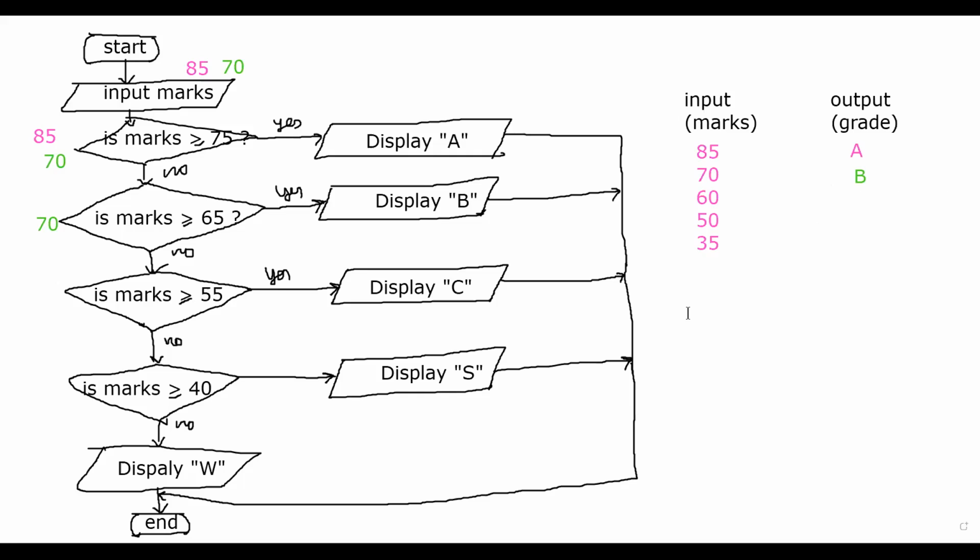Let's try with 60. So first of all, let me put this as 60. Marks is 60. Here I will check whether 60 is greater than 75. No, isn't it? So then you come here. The marks is 60. Is it greater than or equal to 65? No, right? Now we will check 60. Is it greater than or equal to 55? Yes, it is. So you get C here.